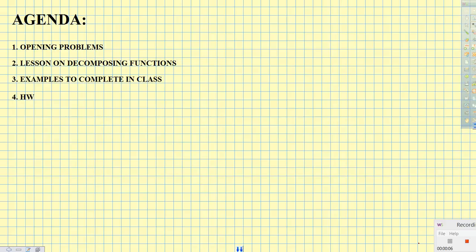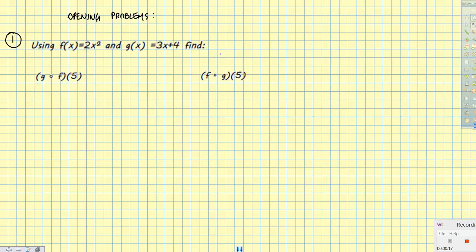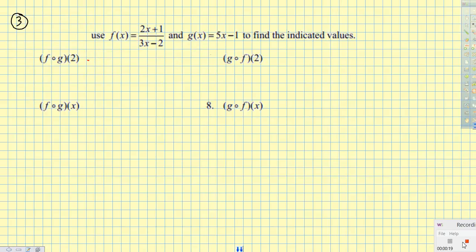Okay, so before we get started on the decomposition of the functions, I would like to take one example of the opening problems and go over it with you and give you an explanation overall, and then we'll move on to the decomposition of the functions.